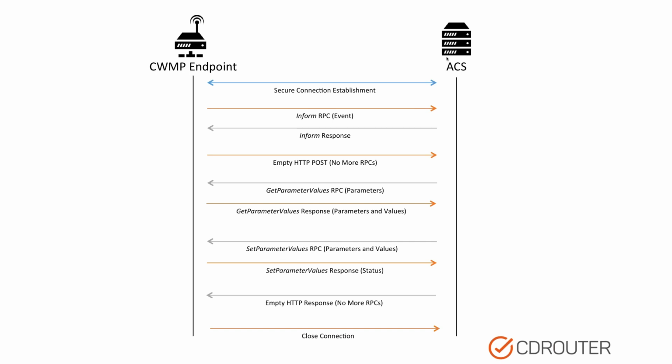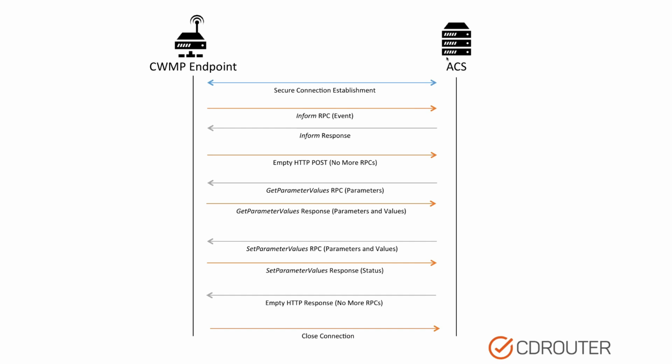And that session does not complete until both the endpoint and the ACS send empty messages. And from the CMP endpoint side, that's an HTTP post. And from the ACS side, that's an HTTP response. And that indicates that they both have nothing more to say to each other, and that the TR-69 session can be terminated successfully. There are other things that specify why it should terminate unsuccessfully, and those are still spelled out in the specification.